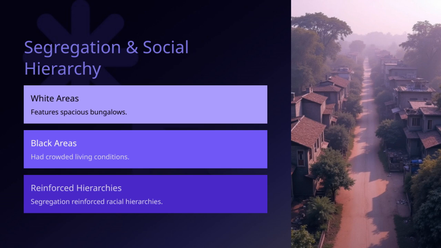This physical separation wasn't accidental. It was a deliberate way to uphold the social hierarchy. Segregation was deeply intertwined with ideas about race and class, reinforcing a system where white communities enjoyed more resources and better living conditions, while Black communities faced systemic disadvantages. This connection between segregation and social hierarchy is a key part of understanding how racial inequalities were sustained over time. It's a clear example of how spatial arrangements reflected and reinforced broader societal structures.